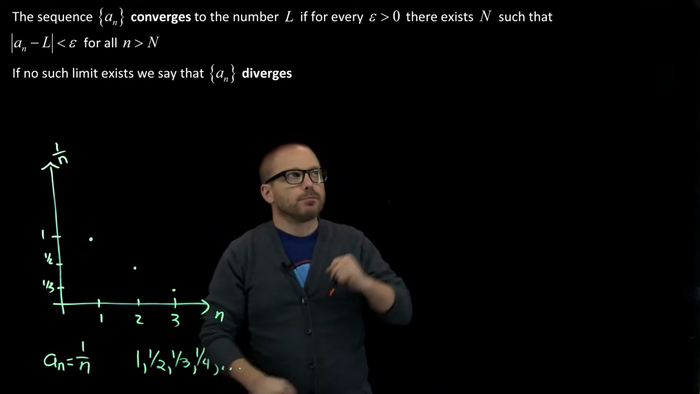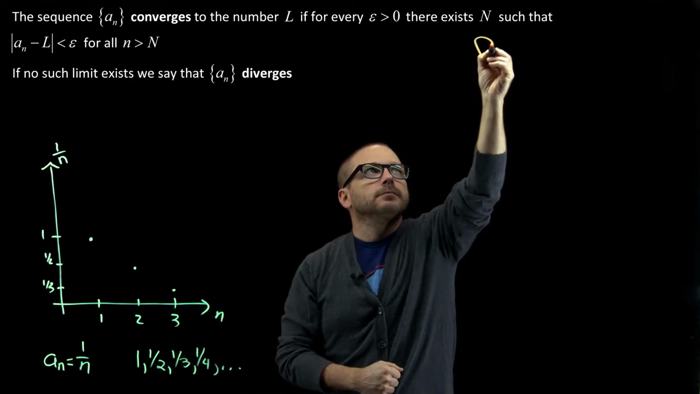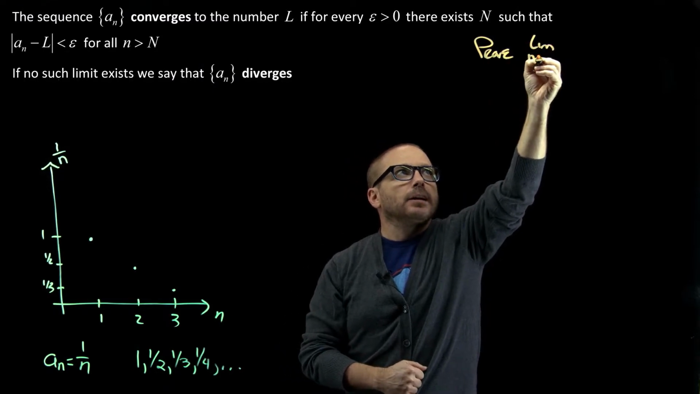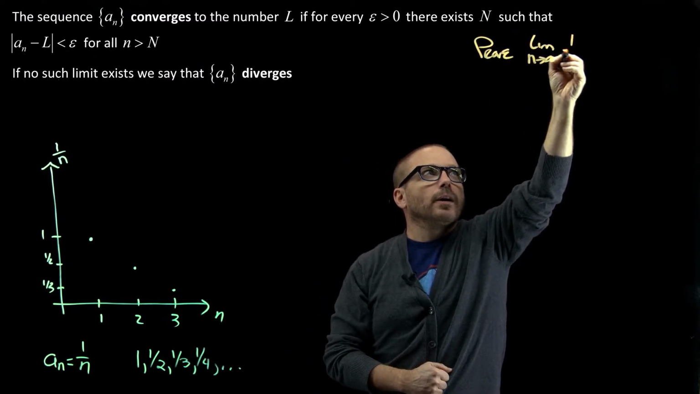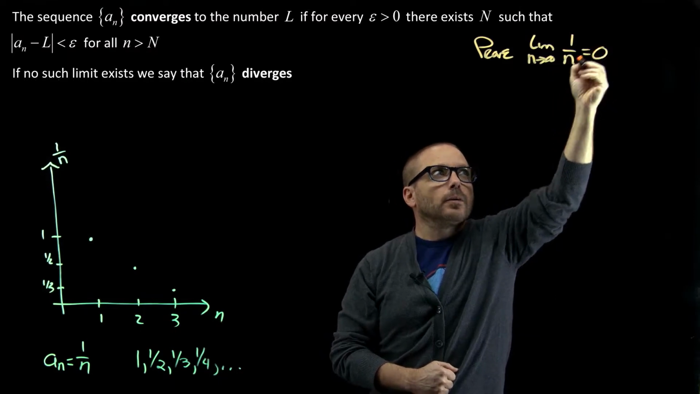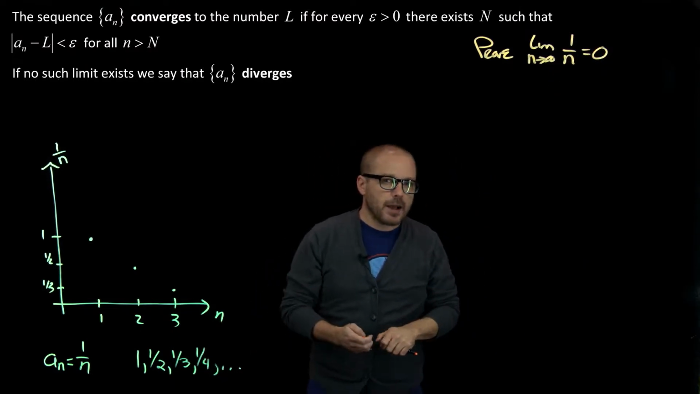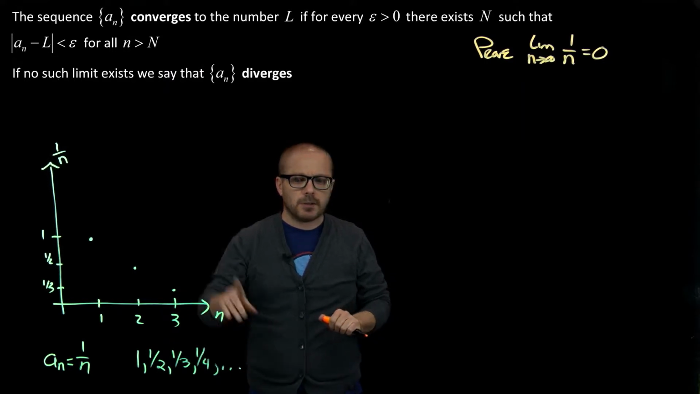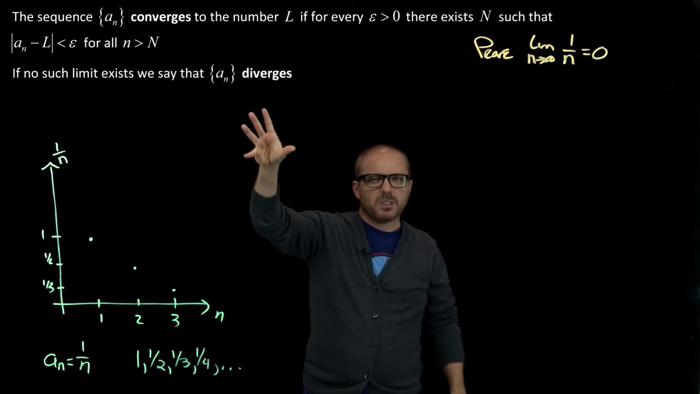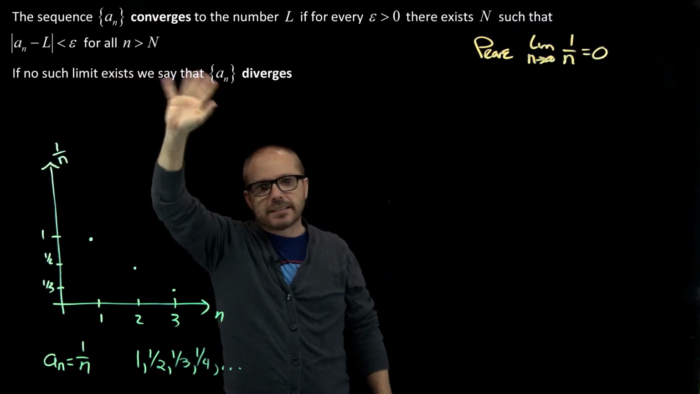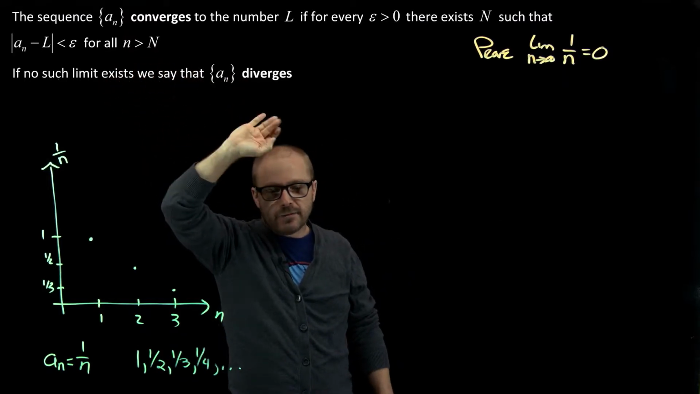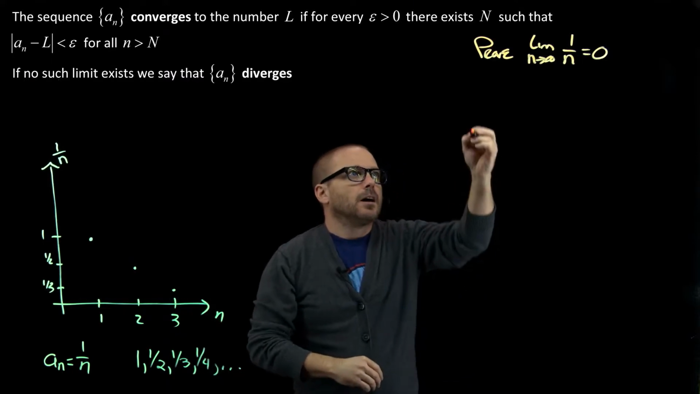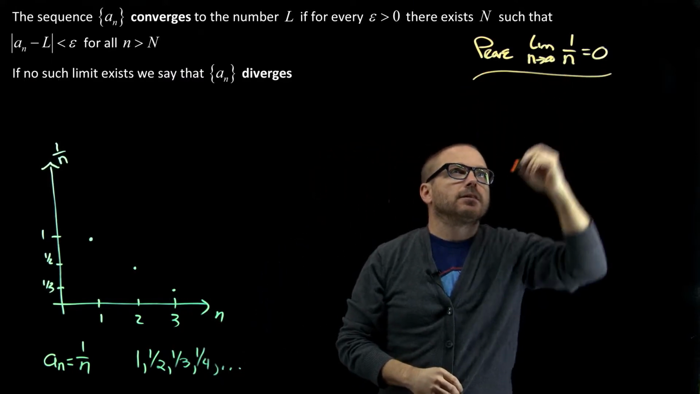So I want to prove that the limit as n goes to infinity of 1 over n is 0. And if you recall from Calc 1, you proved this for the function 1 over x, and the argument was very similar because the definition was really the same. If you change all those n's to x's and the a to f, you basically have the definition you had in Calc 1 for the limit at infinity of a function.